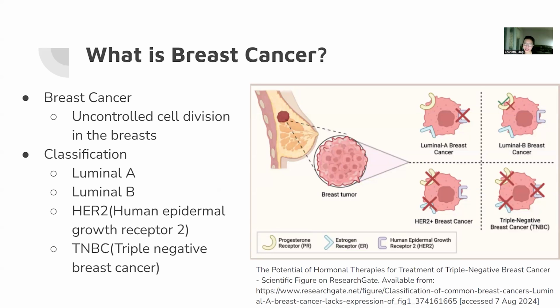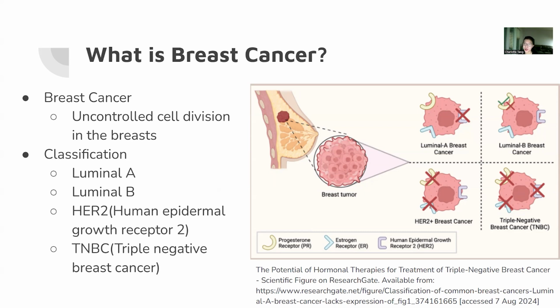So, some general information about breast cancer itself. Breast cancer, like any cancer, is uncontrolled cell division, but in the breast. And it's classified by what receptors they lack, essentially. In the case of luminal A, it lacks the human epidermal growth receptor 2, or the HER2 receptor. In the case of luminal B, in some cases it lacks the progesterone receptor. In the case of HER2, or human epidermal growth receptor 2 breast cancer, it lacks both the estrogen and progesterone receptors. And in the case of TNBC, or triple negative breast cancer, it lacks all three receptors, meaning the progesterone receptor, estrogen receptor, and human epidermal growth receptor 2.